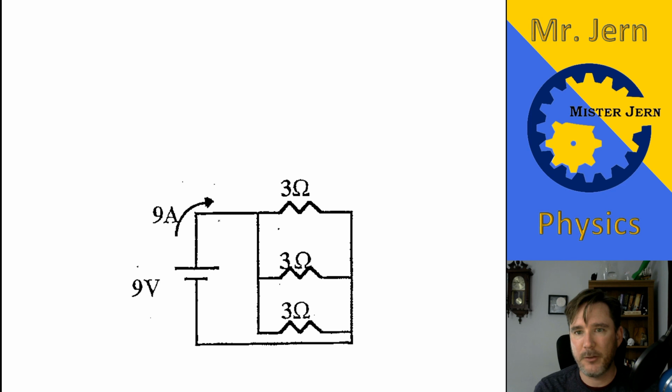The electricity comes this way. Some of it goes that way, some of it goes this way. And then when it gets to this point, some of it goes this way and some of it goes this way. Okay, it is on this side.